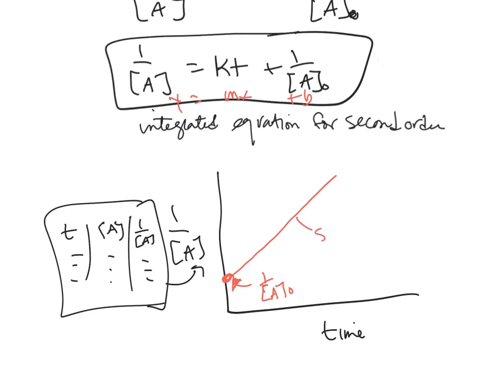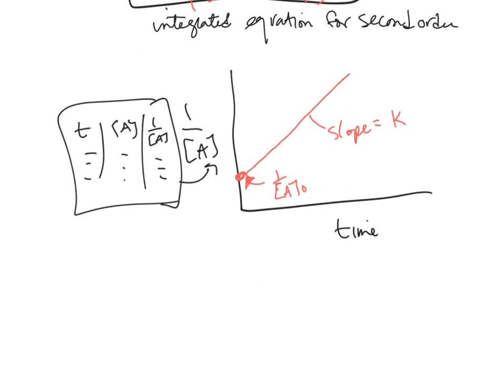And then the slope, it's got a positive slope. And you can look at the equation. The slope will be equal to k. So it's much easier than the logarithm form for first order. All right, so let's do a quick example for this one.